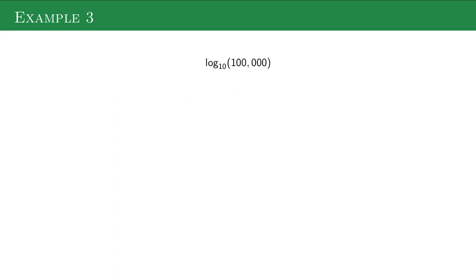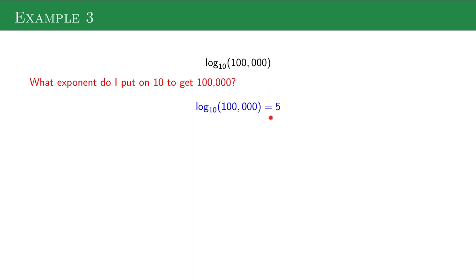I've got log base 10 of 100,000. What exponent do I put on my base 10 to get out 100,000? The answer is 5. 10 to the 5th. Just count the number of zeros: 1, 2, 3, 4, 5. That ends up being my answer.